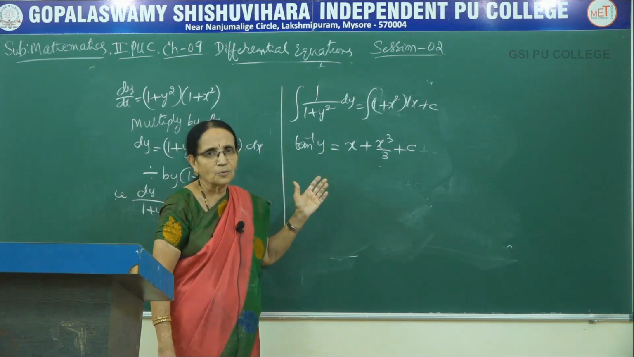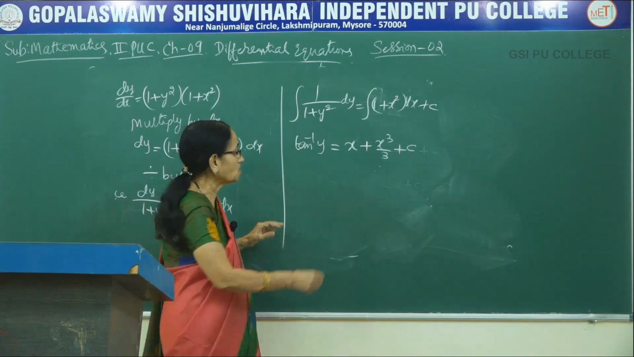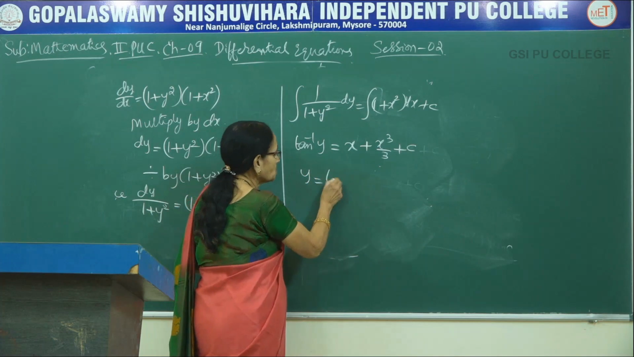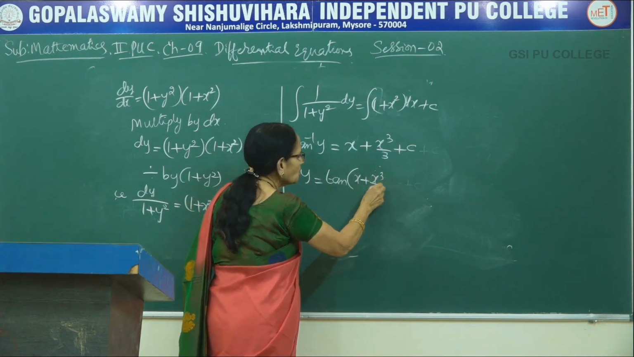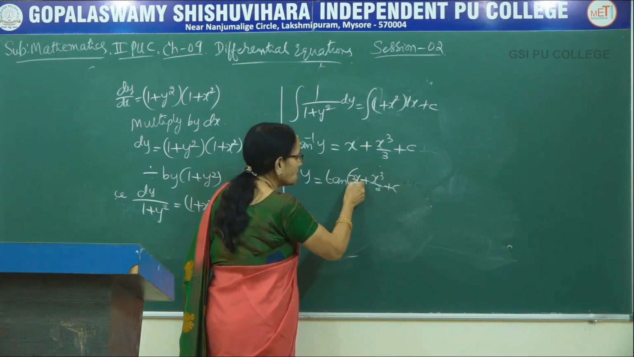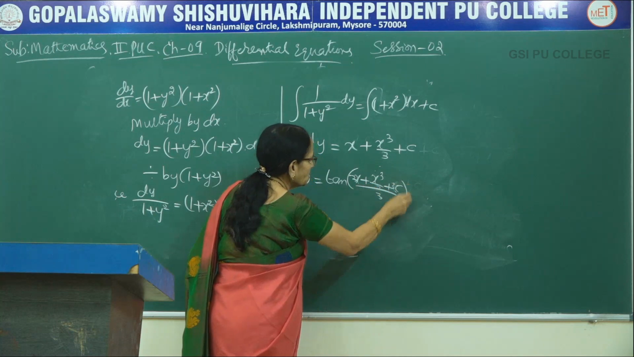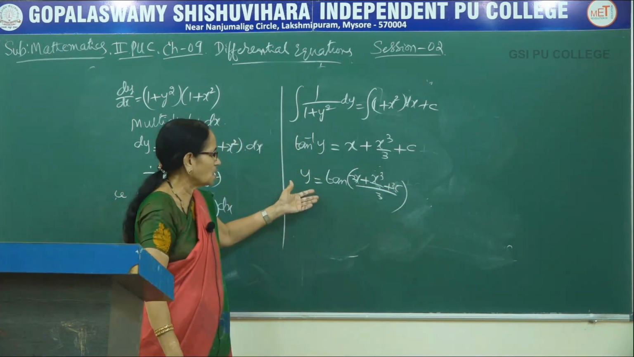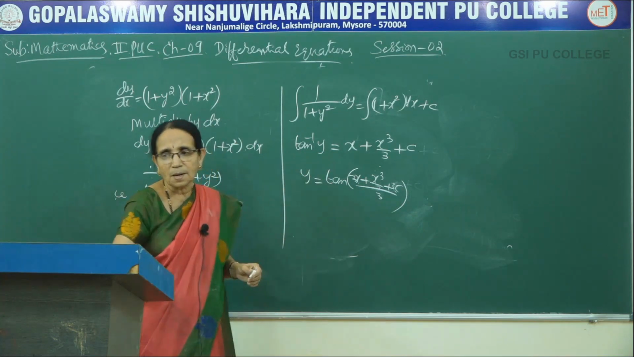Even if you use that definition here, you won't get a very simplified function. That is, if you write like this, it becomes tan of x plus x cube by 3 plus c, or you can write 3x plus x cube plus 3c by 3 also. But anyway it does not make much difference here. So you can stop at that particular stage.